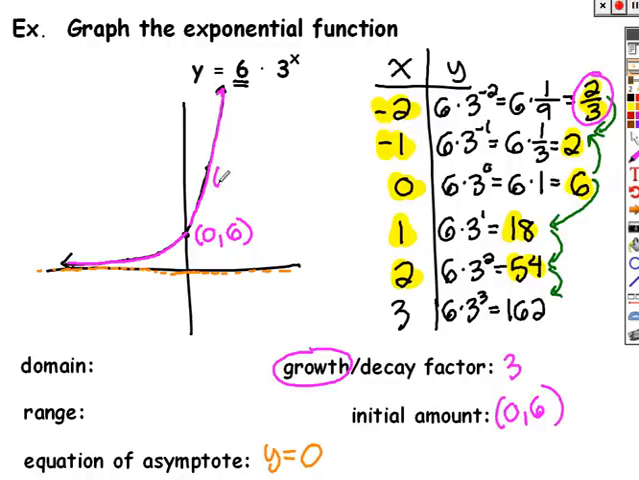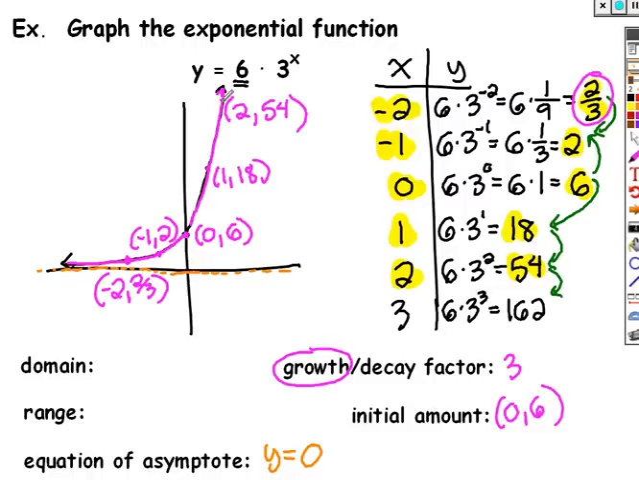So what did we have? (1, 18), (2, 54), (-1, 2), and (-2, 2/3). Okay, so there's a kind of 5 points on the graph.